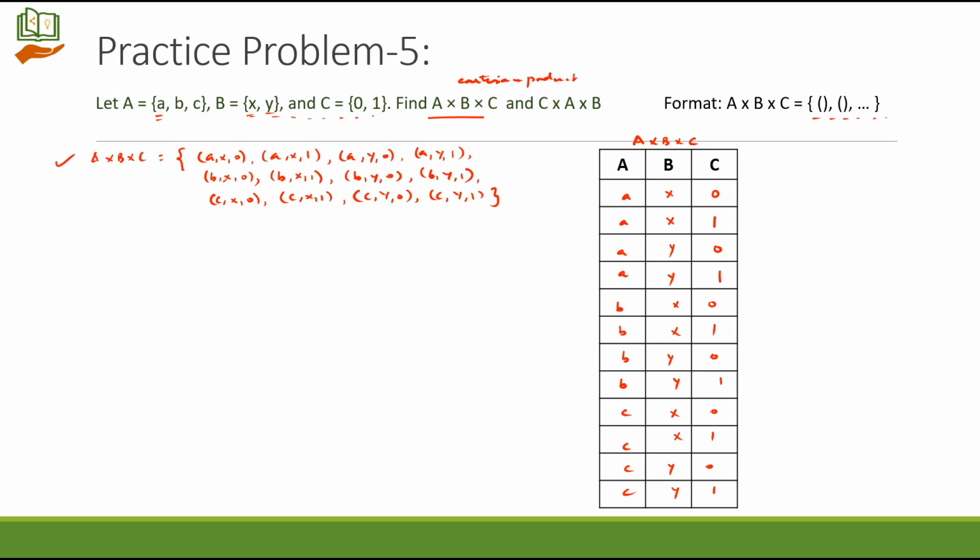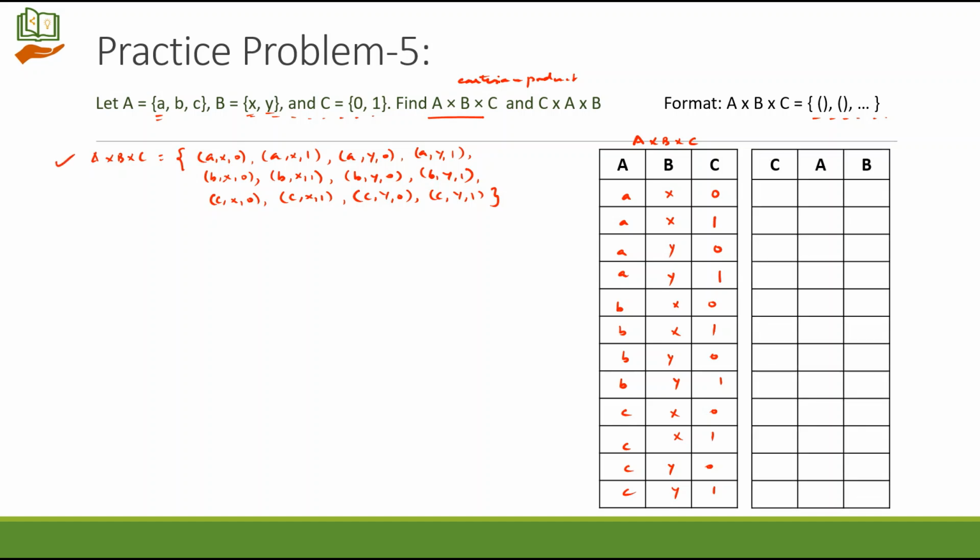What about C cross A cross B? So we have to start with C, then A, then B. So we will start with the B value first. We have X and Y. Let's consider only A cross B here. So this is X comma Y and this is A comma B comma C. You will have A with X comma Y, then B with X comma Y, then C with X comma Y. This is how we will be doing it.